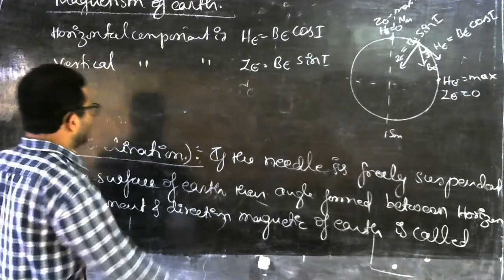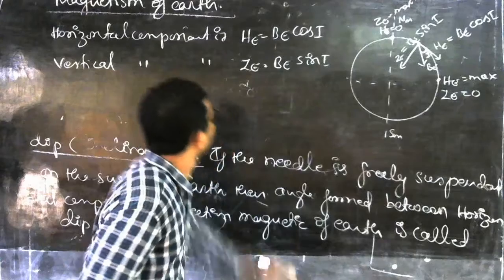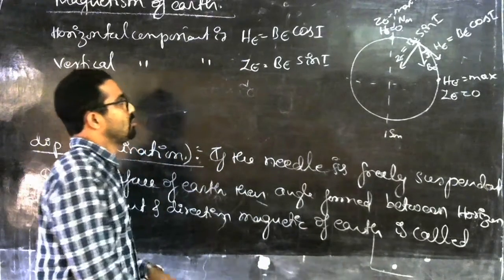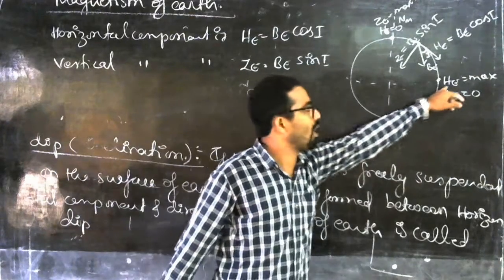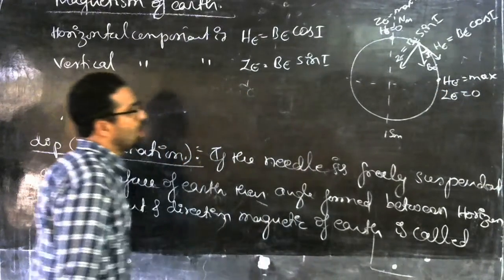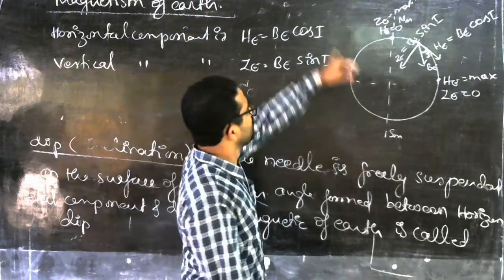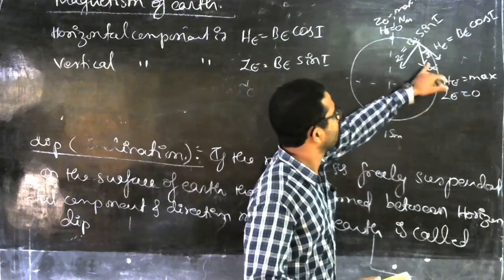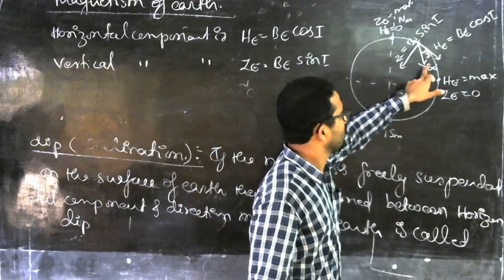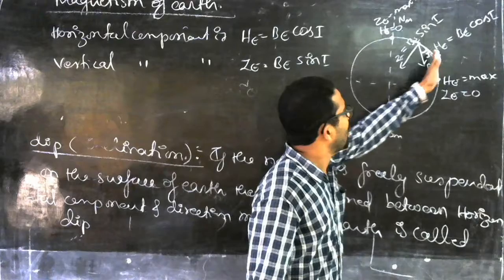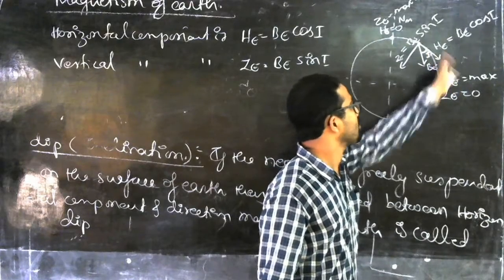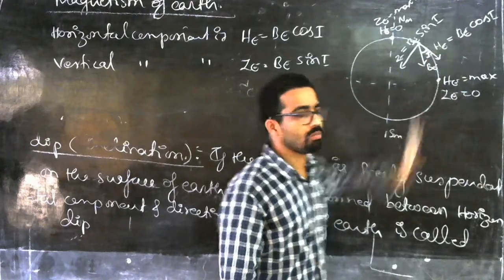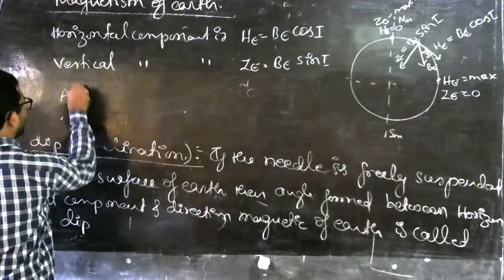Okay? Then, where is the horizontal component maximum? I already told you, along the equator. At the equator, the horizontal component is maximum because what is the angle found here? This is the angle of inclination. BE will be aligned along the direction of this HE at the equator. That is why this I will be equal to 0 at the equator.